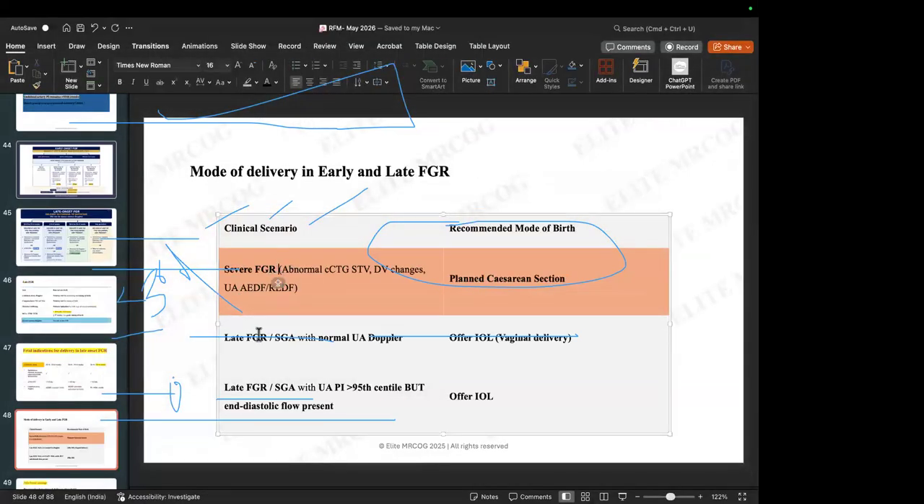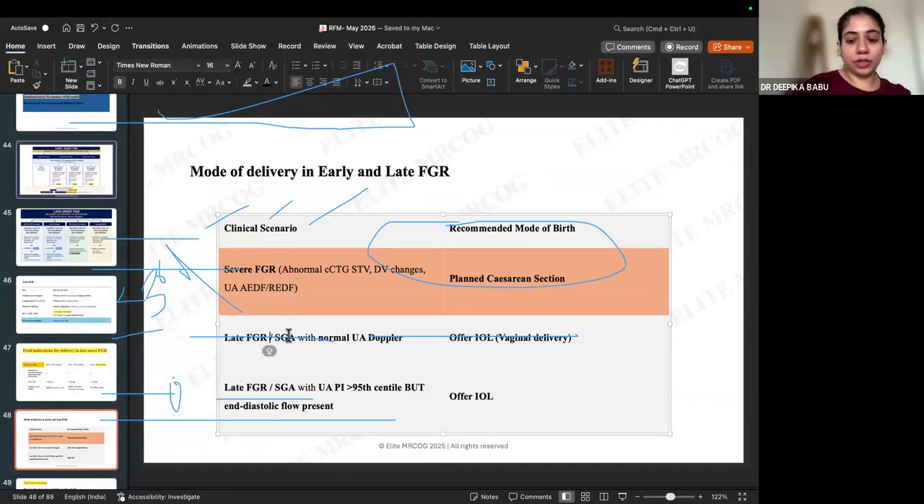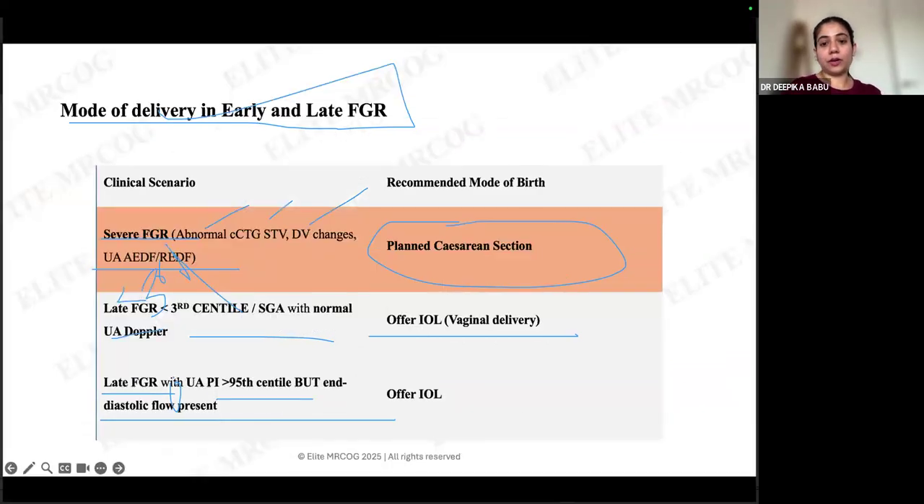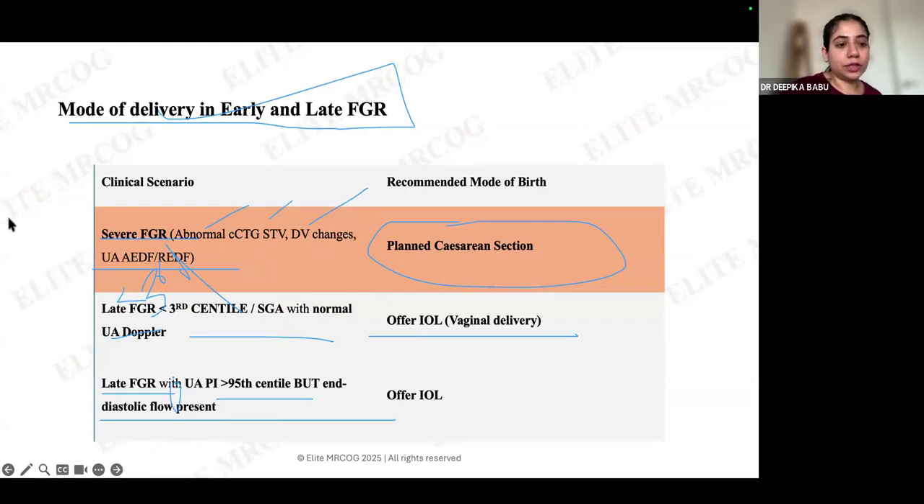Yes, ma'am. So late onset FGR is basically below the third centile here. I think there is some clarity missing in here. SGA with normal Doppler or late onset FGR. Yeah, this is the perfect one. Can you see now? I'll just repeat this for you guys.